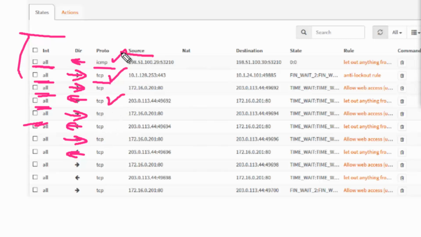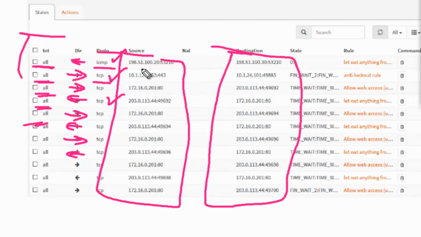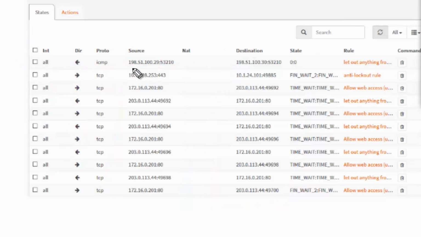Source address and destination address. Source address means like this: when any packet is coming, this packet has the source IP address 198.51.100.29 and port number 53210, and this traffic is going to 198.51.100.30.